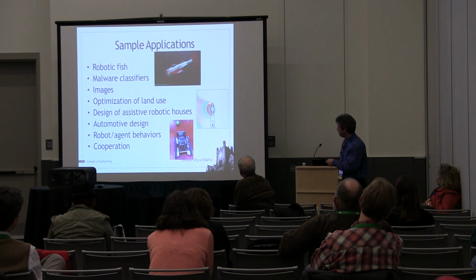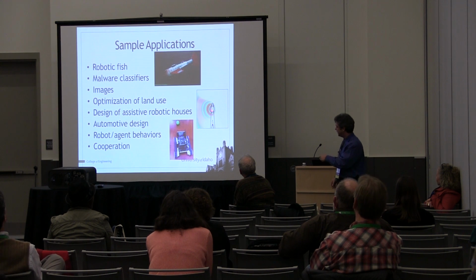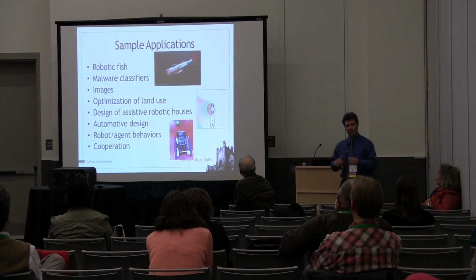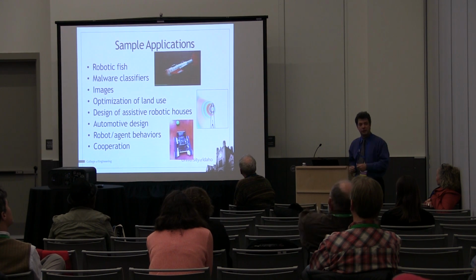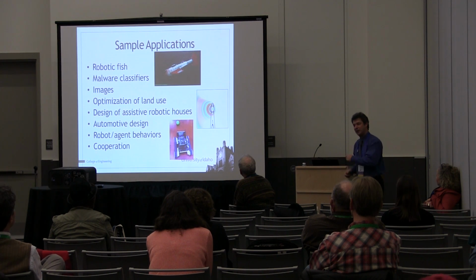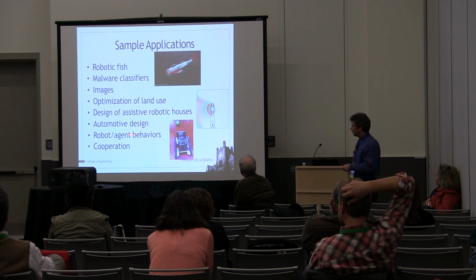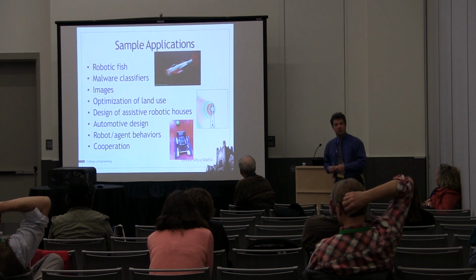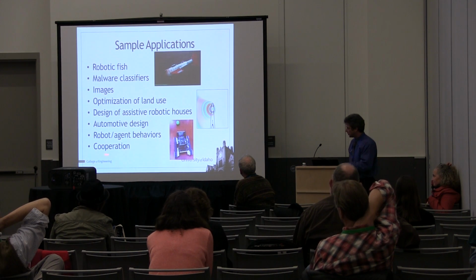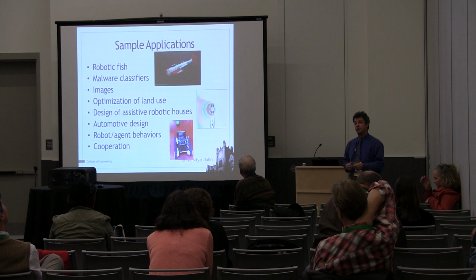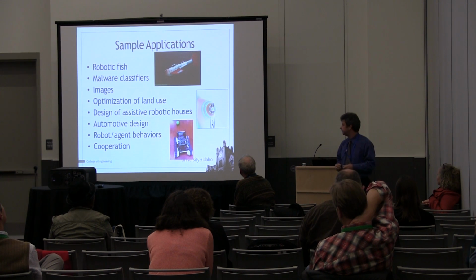Images, so you can use evolution of images. I put this one up. This is an evolved BEACON logo, so you notice it looks a little bit like a lighthouse, sort of a competition to evolve the logo. There are some researchers looking into optimizing land use, and several others, automotive design, already talked about there. And then one that I've done some work with is robotic agent behaviors. So how to evolve behaviors to get robots to behave better. Also a lot of interest in evolving cooperative behaviors, so to get agents to work well together.